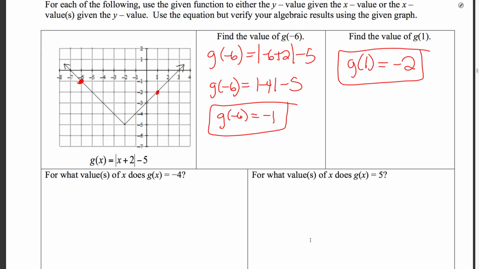Now I'm asking you to find where g of x is equal to negative 4. So I'm not asking you to find the y, I'm asking you to find the x. Find the values of x. When you find it, don't say it out loud. Please just raise your hand and let me know.